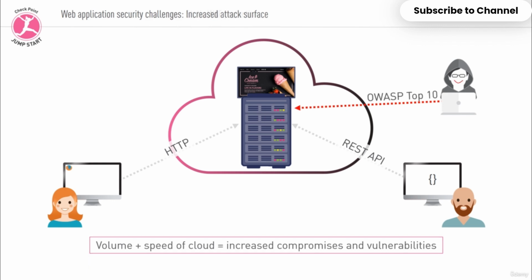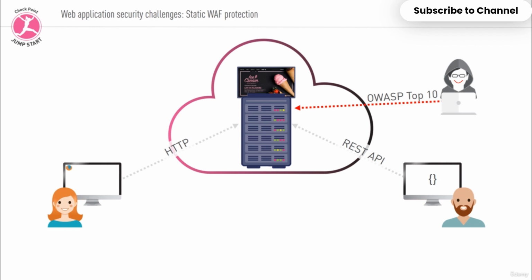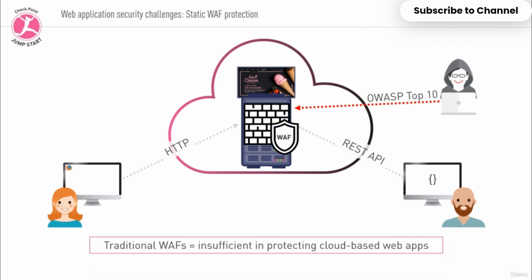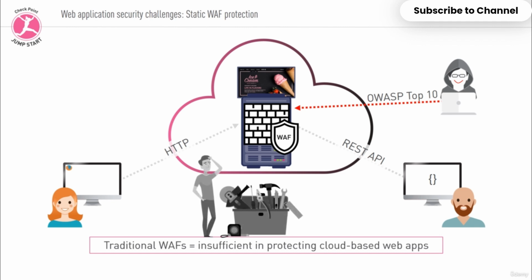This, together with the sheer speed at which they are developed, deployed, and updated, can lead to increased compromises and vulnerabilities. Traditional rule-based web application firewalls, also known as WAFs, are simply insufficient in protecting the increasingly complex cloud-based web applications. At the core of this incompatibility is the notion that any solution requiring manual tuning of application security will never match the pace of development and deployment of applications in the cloud. This is because traditional WAFs are based on static rules, whereas the process of development and deployment of cloud-based web applications is more dynamic than ever.